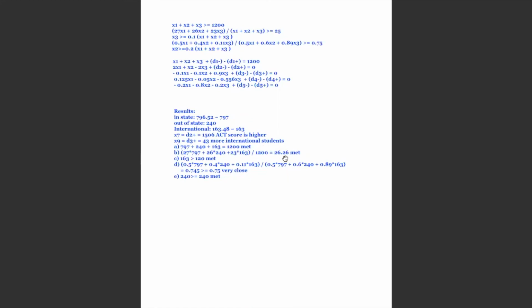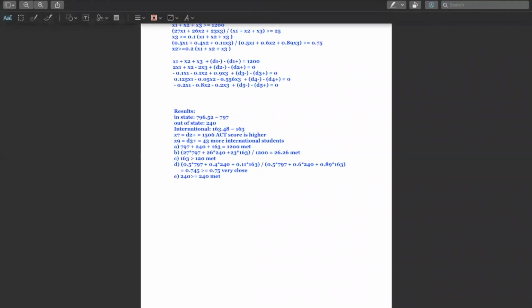So the second goal is met for the ACT score to be over 25, and the only thing that is a little bit under, and I think it's because of rounding, is that we did not do the ratio exactly, but we are very close on the ratio.